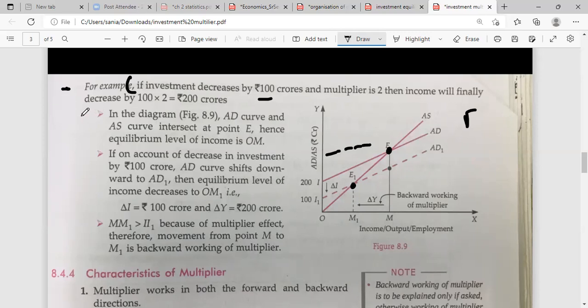Over here in this diagram you will write: AD curve and AS curve intersect at point E, hence the equilibrium level of income is OM. This one is your OM. Now it will decrease from OM to OM1. So that's why you can say this is a backward multiplier. Clear? Yes, ma'am. Okay.